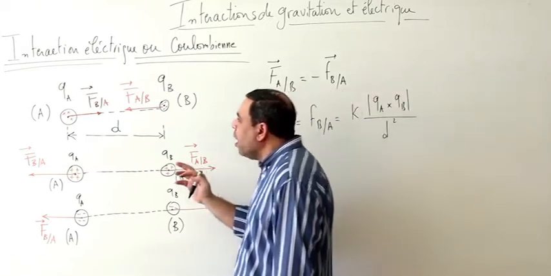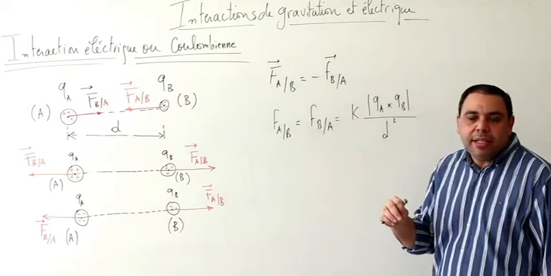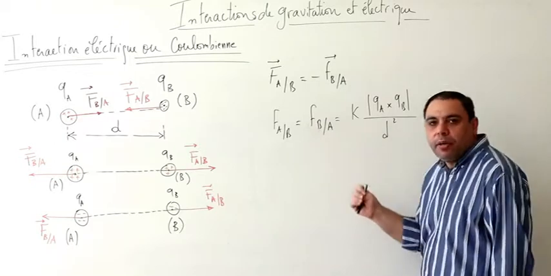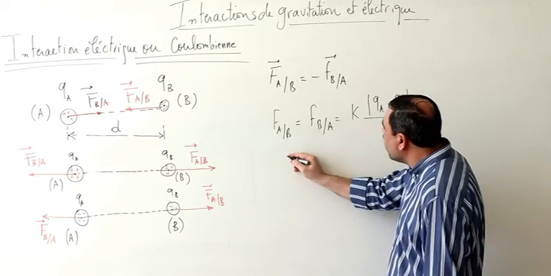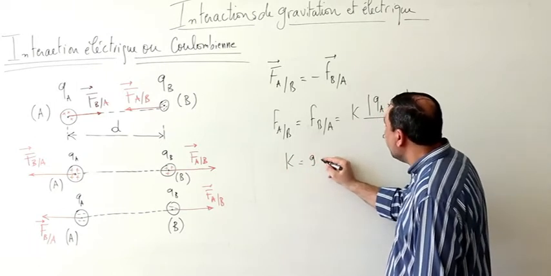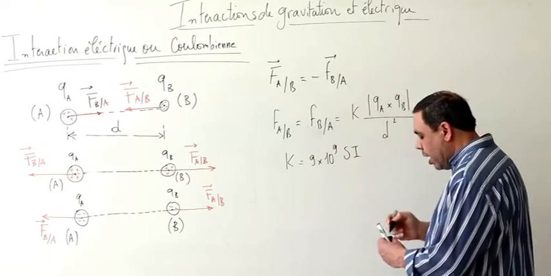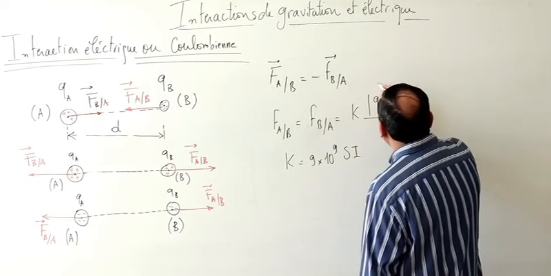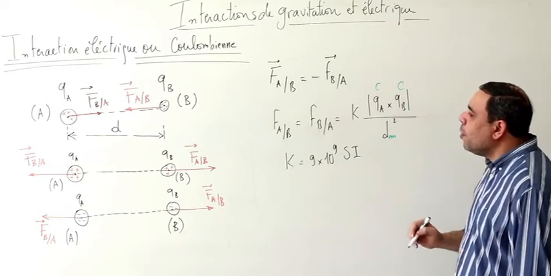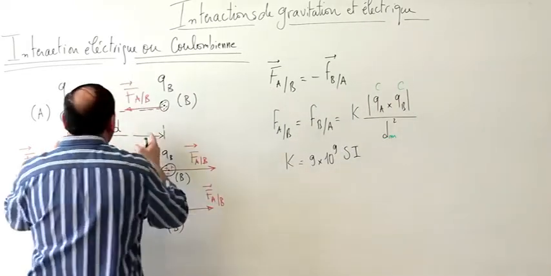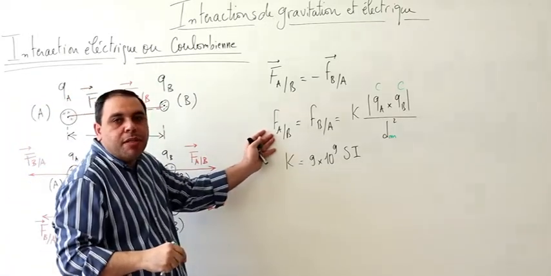We put an absolute value because the magnitude of the force can't be negative, and the charges can be either positive or negative. K is called Coulomb's constant. 9 times 10 exponent 9 in the SI system. QA is the charge of A expressed in coulombs in the SI, the same for B. D is the distance between the centers of the charges. This is Coulomb's law.